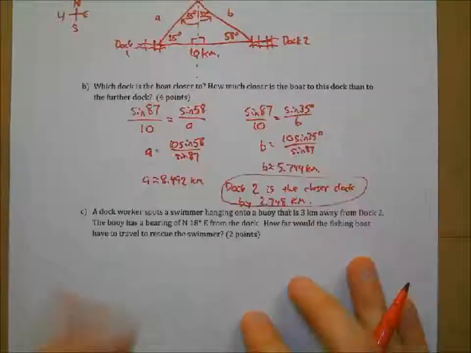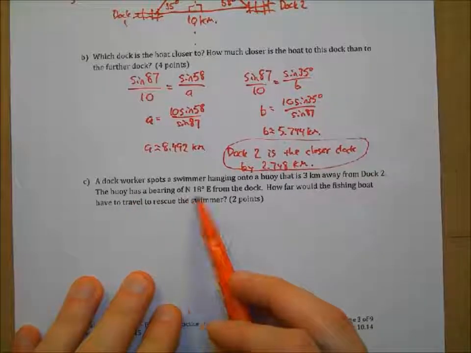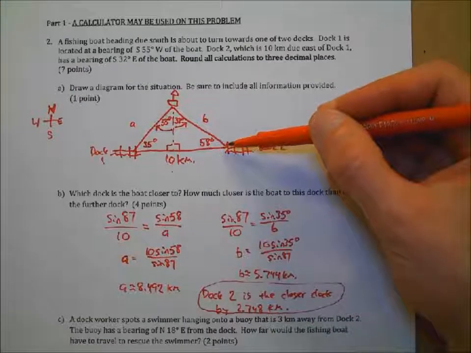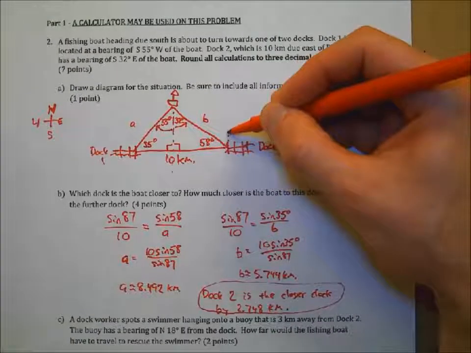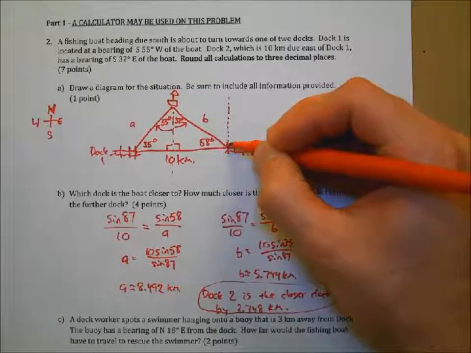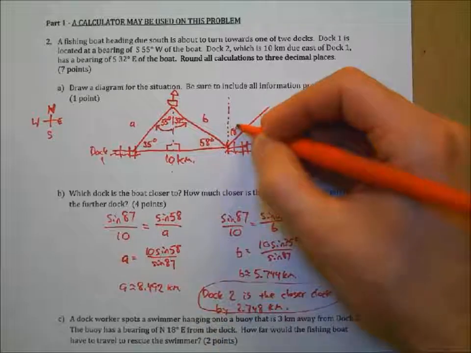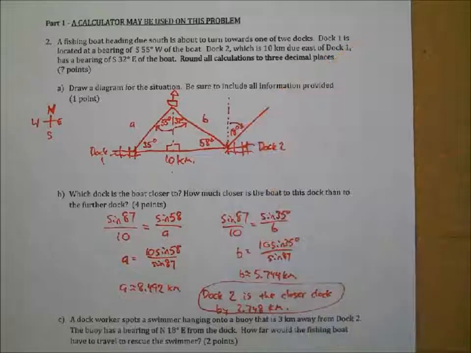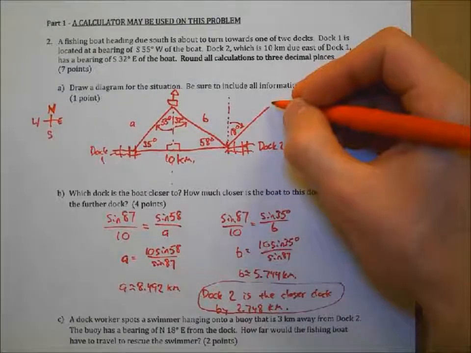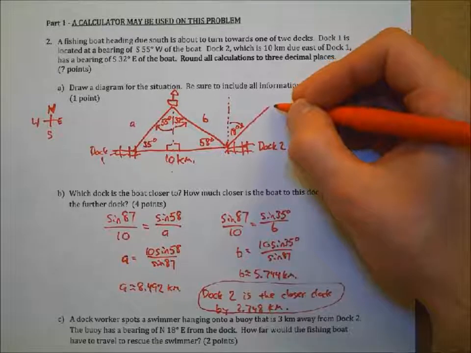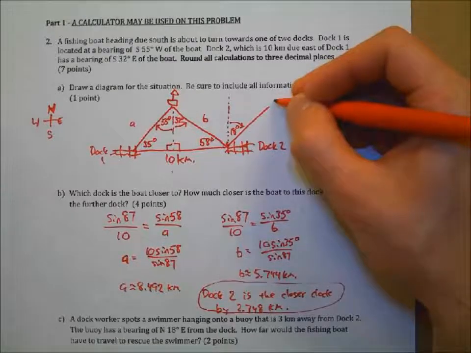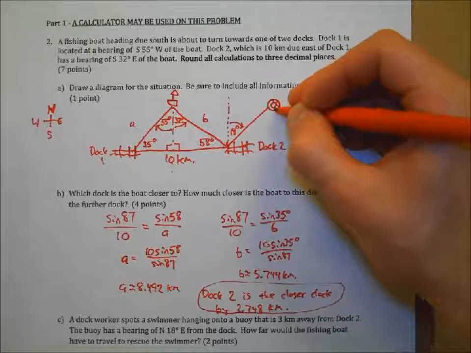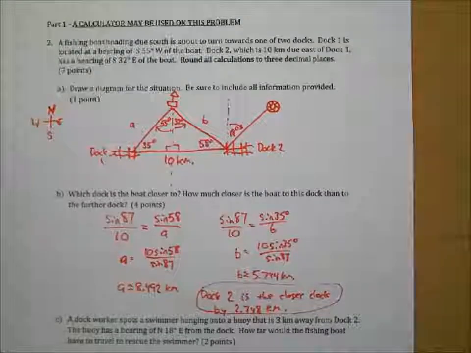All right, letter C. The buoy has a bearing north 18 degrees east from the dock. So now the observer is the dock, and we're going north 18 degrees east. So north from dock 2, and then 18 degrees east is going to be this way. That's where the swimmer is on the buoy. I don't have a good way to draw the buoy, so we'll just draw a circle, like a donut kind of thing. There's the swimmer attached to the buoy.